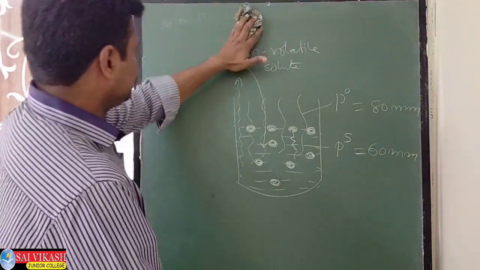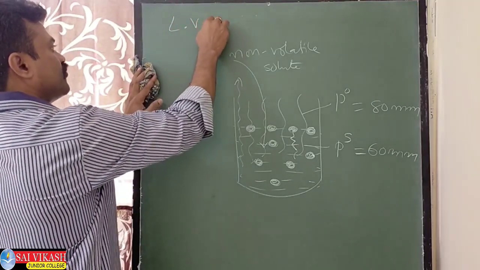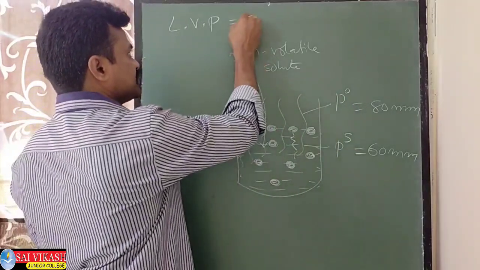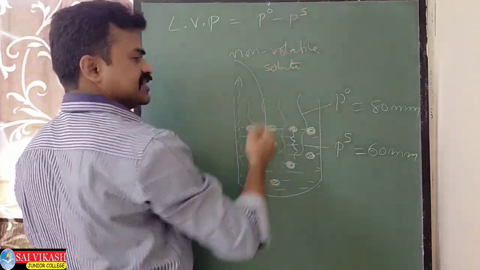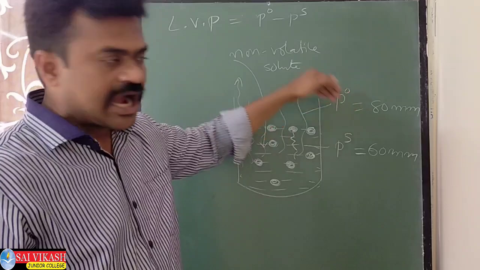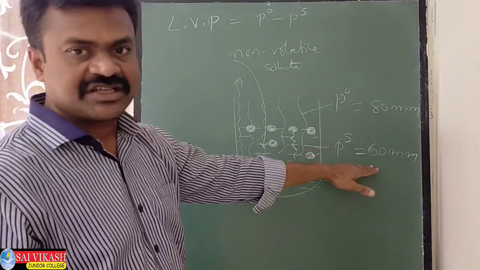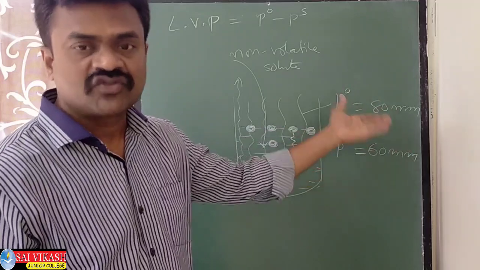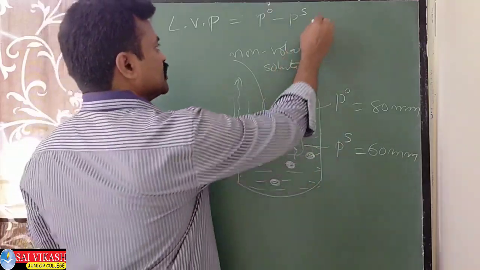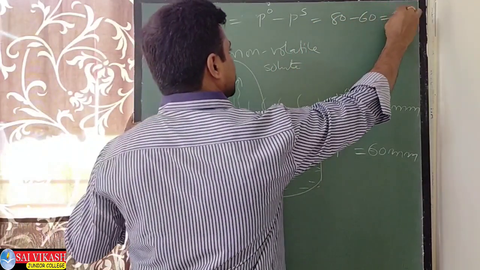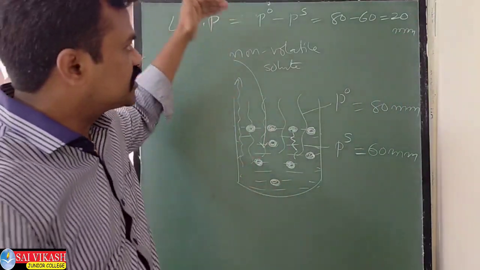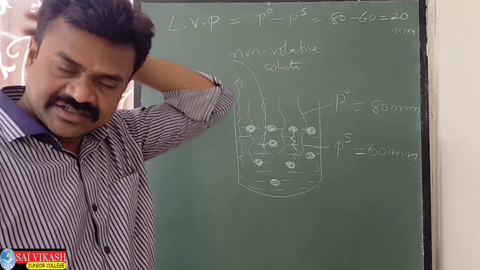I'll tell you now. See, lowering of vapor pressure, LVP, means P naught minus PS. This is the formula of lowering of vapor pressure. Initially how much? 80. After adding the non-volatile solute, how much? 60. How much is the difference? How much is lower? 20. How to get it? P naught minus PS, higher value minus lower value. So how much is it? 80 minus 60, this will be 20 mm. 20 mm is lower. This is called lowering of vapor pressure.